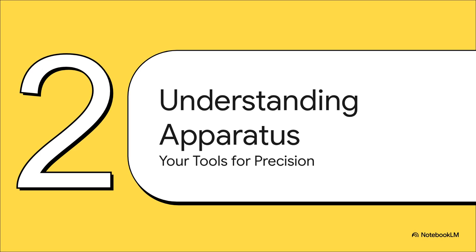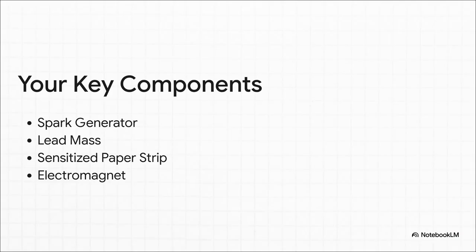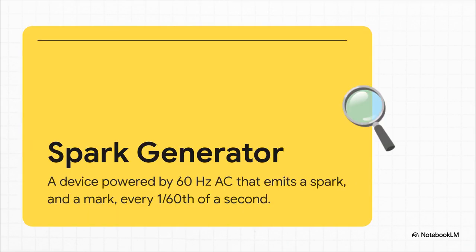Okay, so our setup is actually pretty slick and simple. We've got 4 key players. The spark generator, that's our super precise clock. The lead mass, that's our falling object. A special paper strip, that's our data log. And an electromagnet, which gives us that perfect, clean start. But really, the star of the whole show is this spark generator.